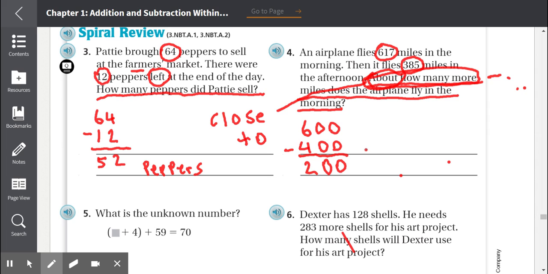So our answer is about 200. They asked us to estimate because we see the word about how many more. So they're not looking for an exact answer. So here's our answer, about 200.